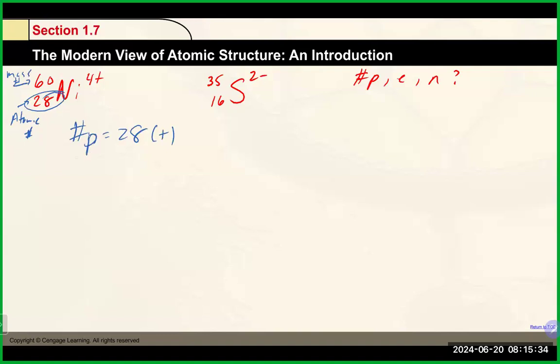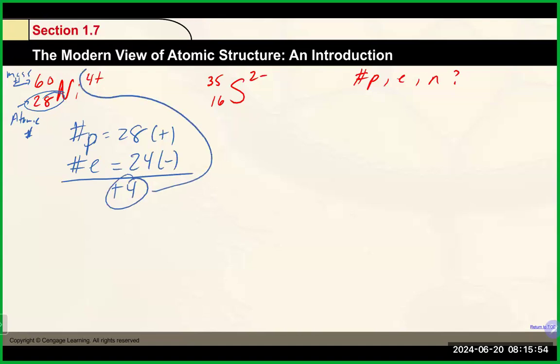And in this case, in terms of our electrons, it is positively charged, which means it's lost electrons. It has a +4 charge, which means it's lost 4 electrons from the neutral. A neutral guy would have 28 electrons, so less 4 would be 24. That's going to give us a +4 left over, which again is where that charge comes from. And our number of neutrons in this case would be our 60 minus 28, which looks like 32, I think. Any questions on that one there?